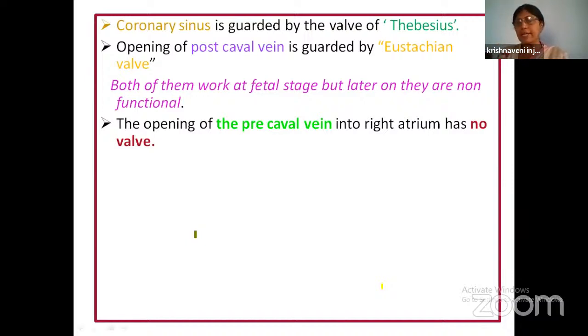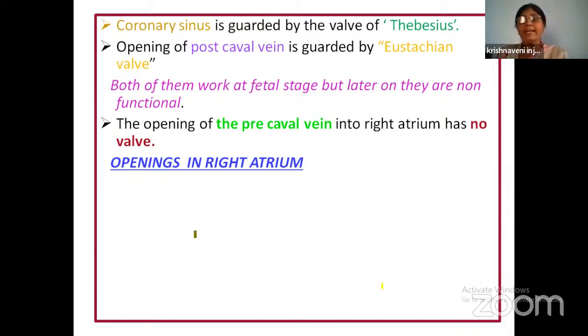The precaval vein collects the blood from the head and neck and thoracic parts. No, it won't go back because it is upside. If it is downside, we need valves because blood may flow back. But whereas here it cannot go back upwards. That's why there is no need of a valve in the precaval vein.